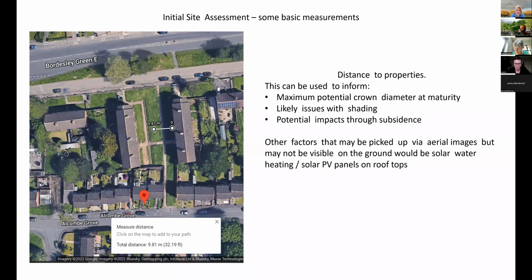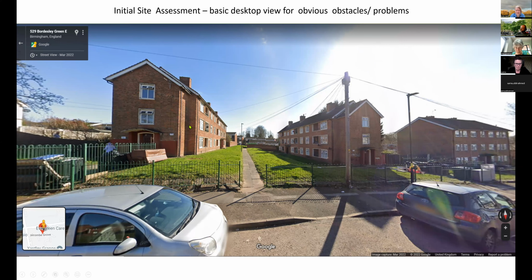If I go back one, we can see here, we've got this 9 meters. It doesn't look like there's any obstructions there. But when we go to the street view, we can start to see that we've got things like this here. So we've got the telegraph pole, and we've got a lot of telephone wires running out across the space going to these properties. So that's going to give us some indication of maybe we need to consider what we can plant. We may be able to plant trees that come up between these wires.